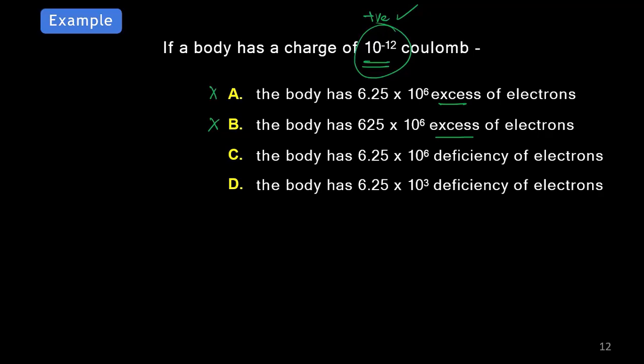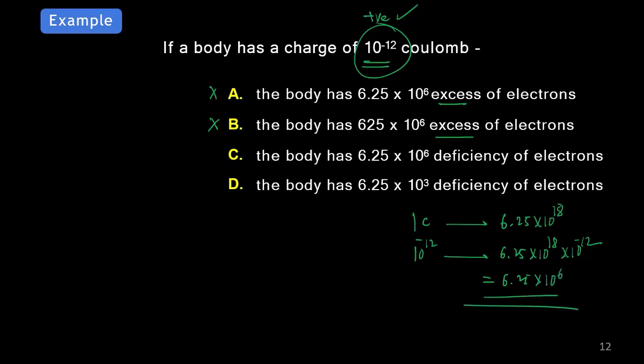Now, in the earlier example, we understood that if a body has 1 coulomb of charge, it needs 6.25 × 10^18 electrons transferred. So for 10 to the power minus 12 coulomb of charge, I need 6.25 × 10^18 × 10^-12, that means 6.25 × 10^6 electrons. So this many electrons are deficient, because it is a positive charge. So option C is the correct one, 6.25 × 10^6.